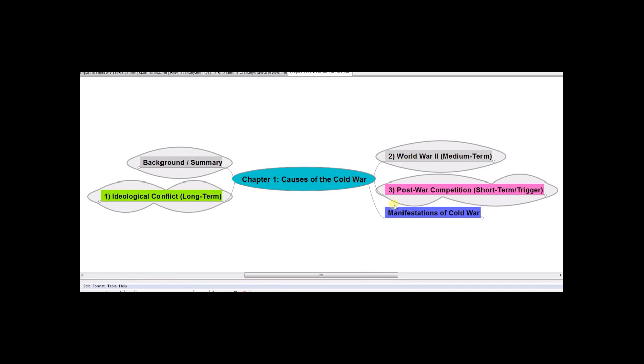And finally, we're going to look at how the Cold War manifested itself. So basically, what shape did the Cold War take? What kind of form did the Cold War conflict take? Okay, and firstly, I'm going to start with background.